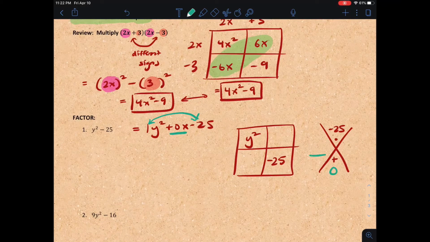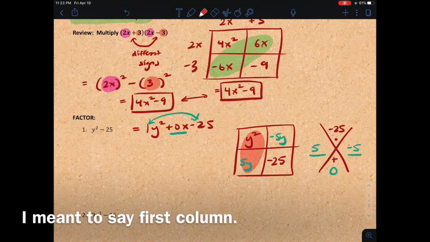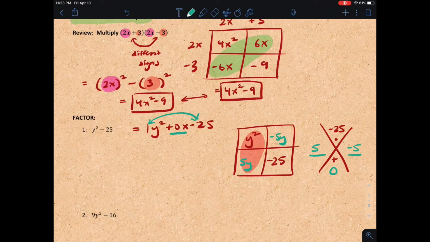And then from there, we ask ourselves what two numbers multiplied to negative 25, add up to 0, 5 and negative 5. That tells me I put 5y here and negative 5y here. And then from there, we're going to try to fill out the dimensions of this Punnett square. So what we're going to do is pick any row or column. I'm going to pick the first row here. If I pick the first row and I ask myself what is the greatest common factor of y squared and 5y, it would just be y.